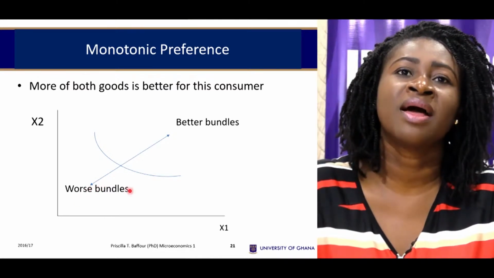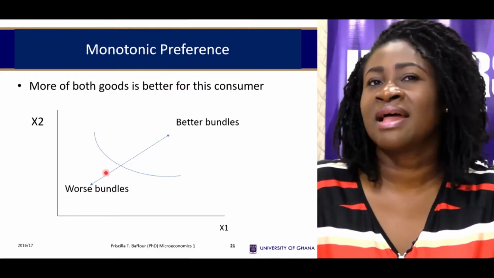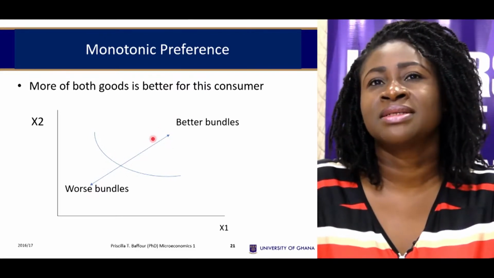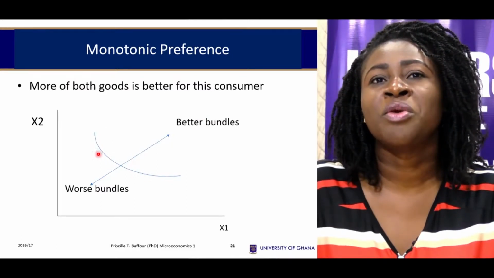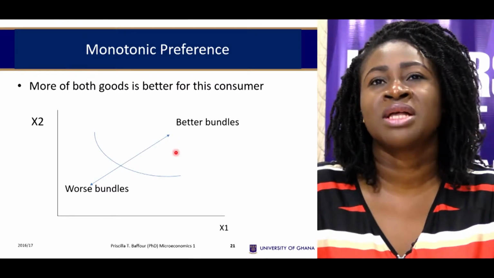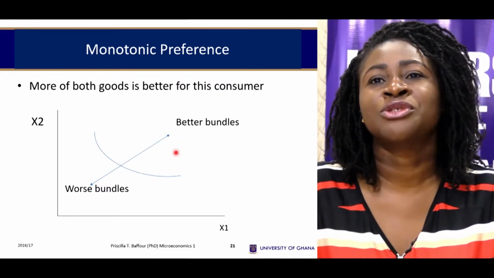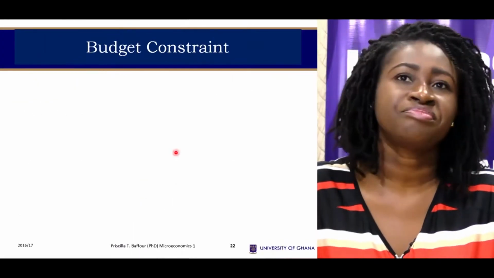So basically here we can tell that lower bundles offer lower satisfaction to the consumer. So the bundles to the left of this indifference curve are worse bundles and better bundles are here, and your typical consumer normally would be operating within the middle of this indifference curve because we are assuming that they are choosing averages over extremes, right?